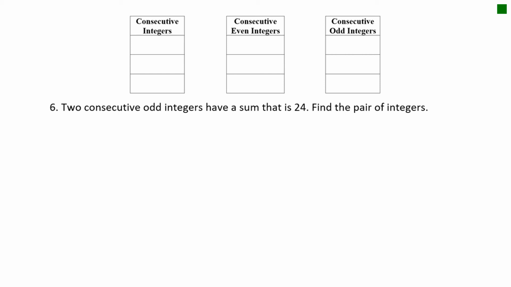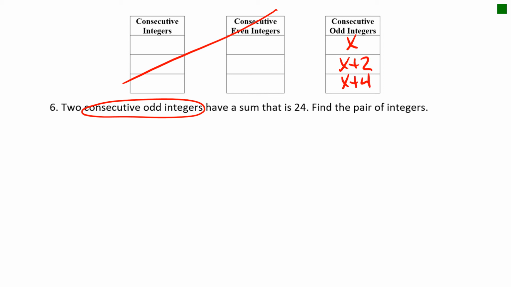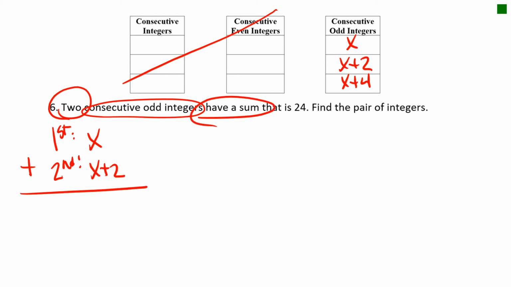Okay. I'm going to see this. It says consecutive odd integers, so I don't need those two. Odd, remember, are x, x plus 2, x plus 4. Remember, odd and even are the same. I need 2 of them, though, only 2. So I need x for my first, and my second is going to be x plus 2. They have a sum. Add those puppies up. 2x plus 2. So 2x plus 2, that's my sum, is the famous equal sign.